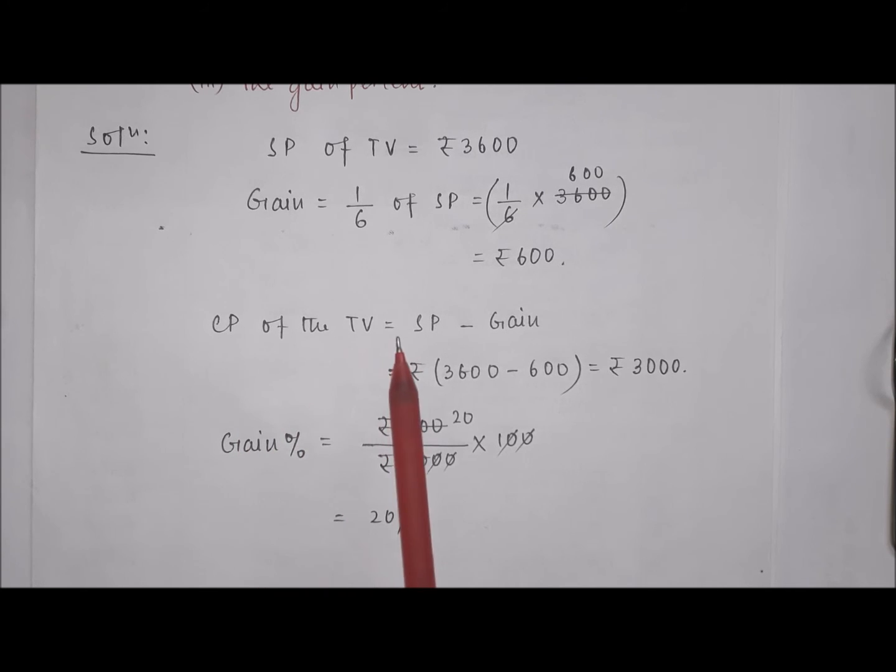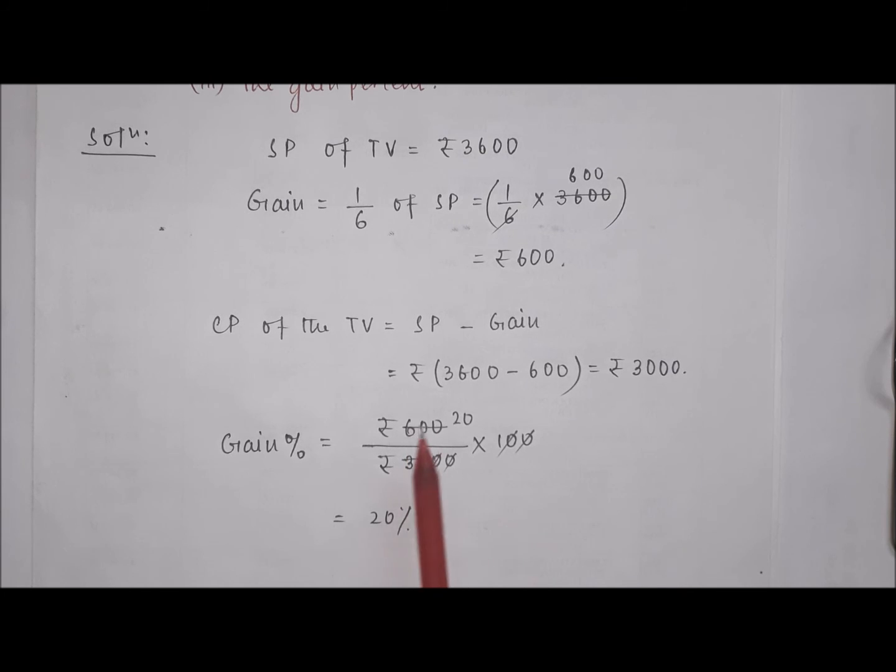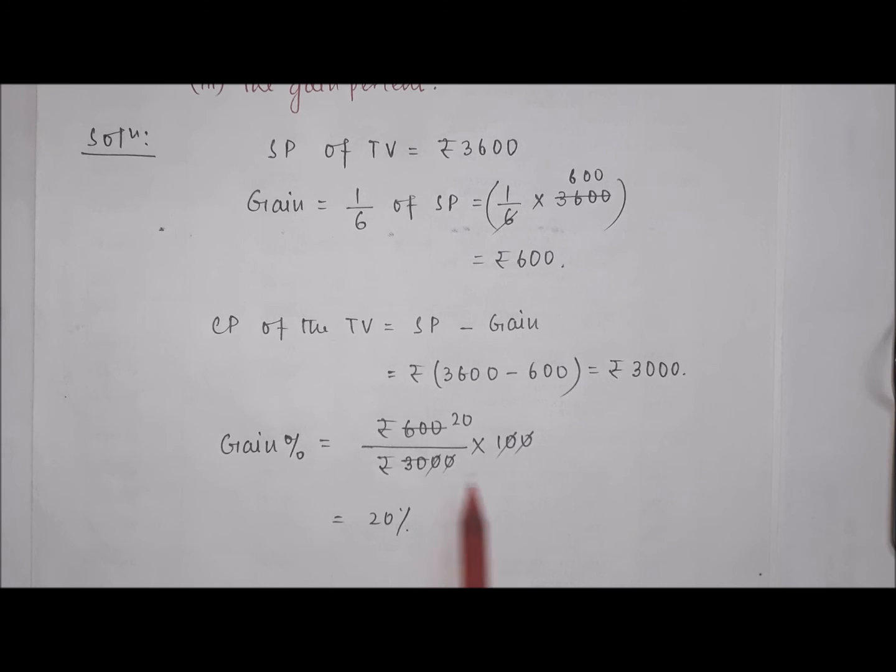Now the CP of the TV equals SP minus gain, that is rupees 3600 minus 600, that is rupees 3000. So gain percent equals rupees 600 by 3000 into 100. Gain means profit by CP into 100. 10 and 10 cancel, 20 cancels with this 20. 3 1s are 3, 3 2s are 6, 20 times 30 is 600. So your gain percent is 20%.